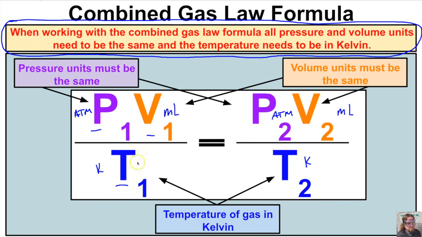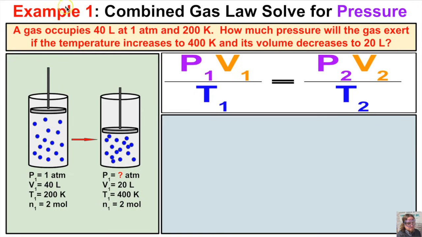So let's go ahead and use this combined gas law formula now to solve different problems where we have some changes in one of these variables that we see in front of us. In this first example, it says a gas occupies 40 liters at 1 atmosphere and 200 K. How much pressure will the gas exert if the temperature increases to 400 K and its volume decreases to 20 liters?